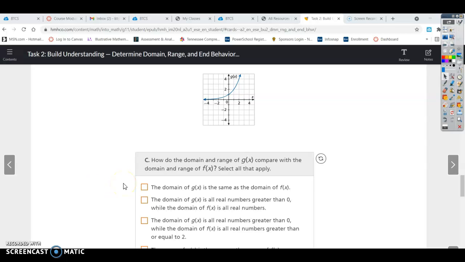I really hope you have your lesson up, and I don't love the fact that you have to scroll up and down to see these graphs, but it's the only way I know how to do it. So if you look at g of x, you can see that the arrows go in both directions forever.